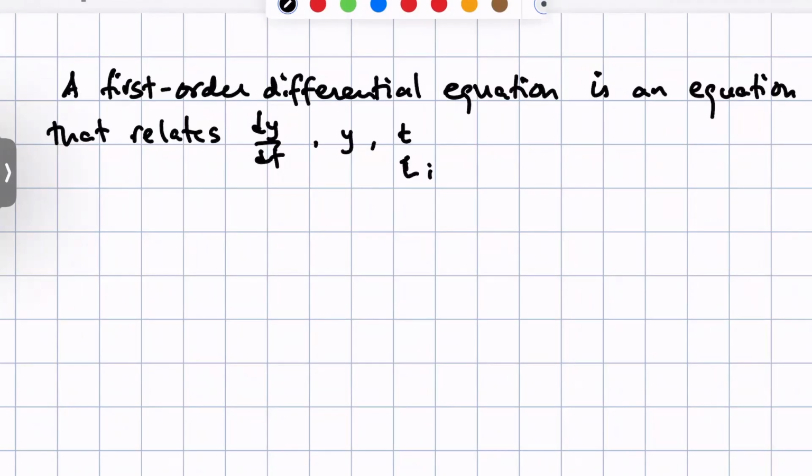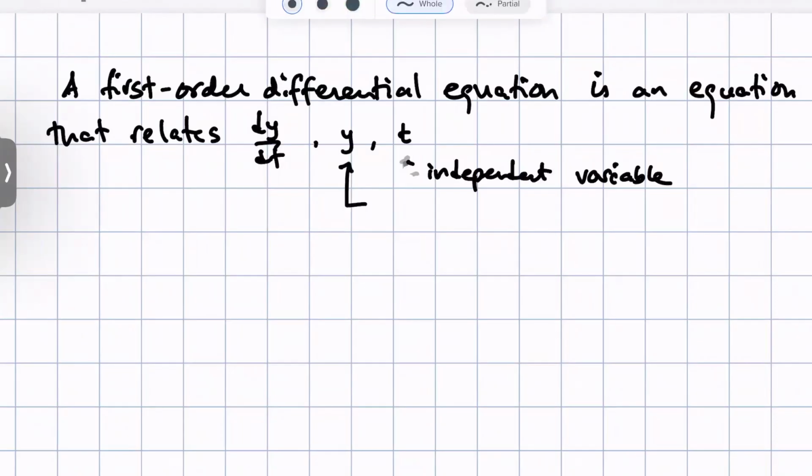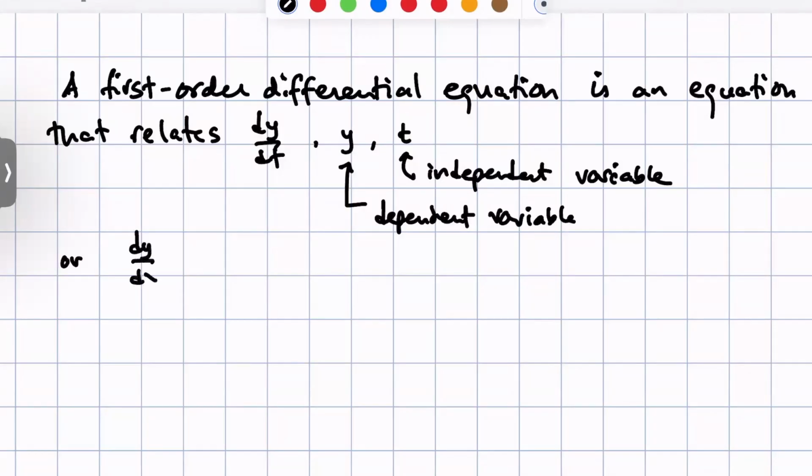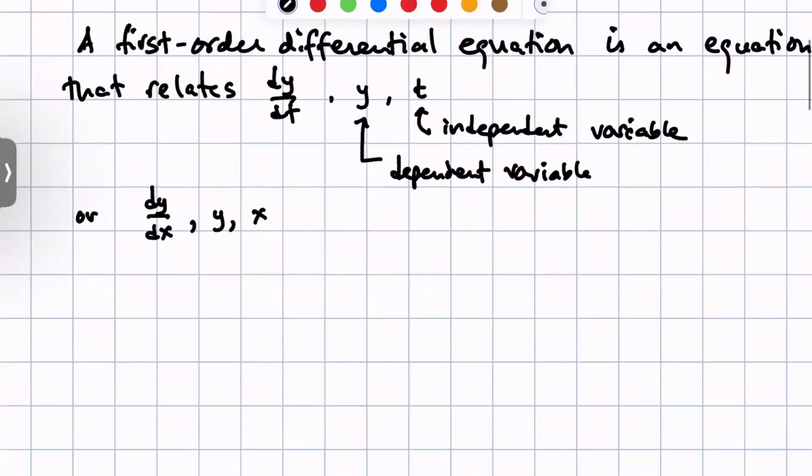variable. So this is the independent variable. Right. So that's the independent variable. This is the dependent variable. And dy dt is the derivative of y with respect to t. And sometimes you might see dy dx and then y and x. So it's a relationship between these three objects.